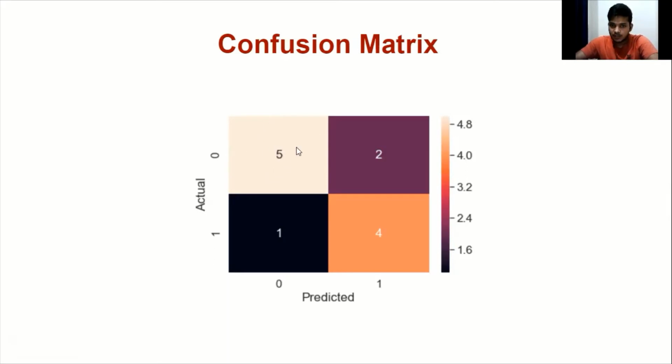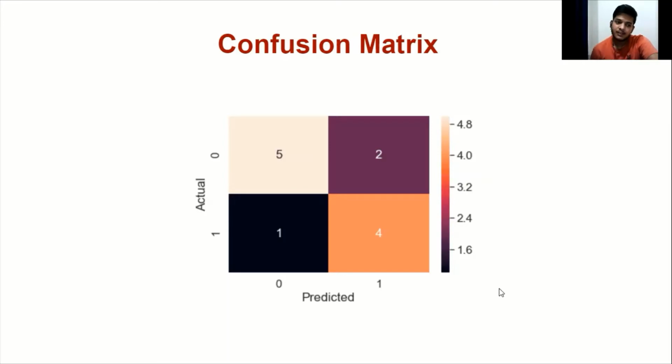Let's look at this cell. For this cell, actual is 0 and predicted is also 0. So you made 5 predictions. These are right predictions where the actual value was also 0 and you also predicted 0. Let's look at this one. Here the actual was 0 and the predicted value is 1. So these are the wrong predictions, 2 wrong predictions, where the actual value was 0 and your model predicted 1. In this way you can read the confusion matrix.